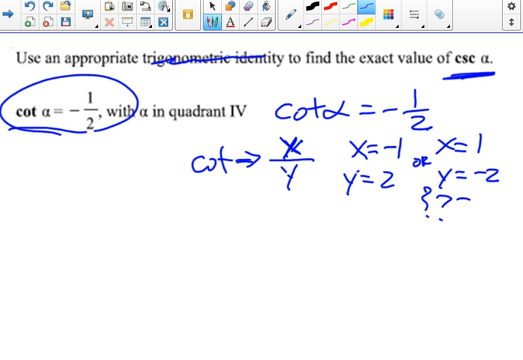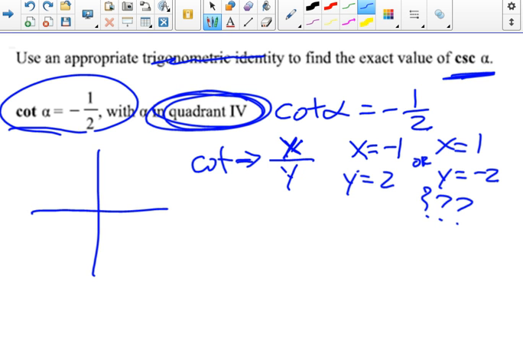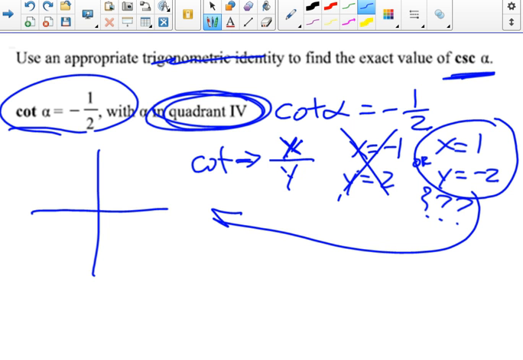Which one is it? Well, which one would make sense if we're in quadrant 4? In quadrant 4, let's see. X would have to be positive and y negative. So this makes more sense, not this. So we're going to go over 1 and down 2 to get to this location. And our triangle is going to look like this. This is a 1 and negative 2, and I need to find r.